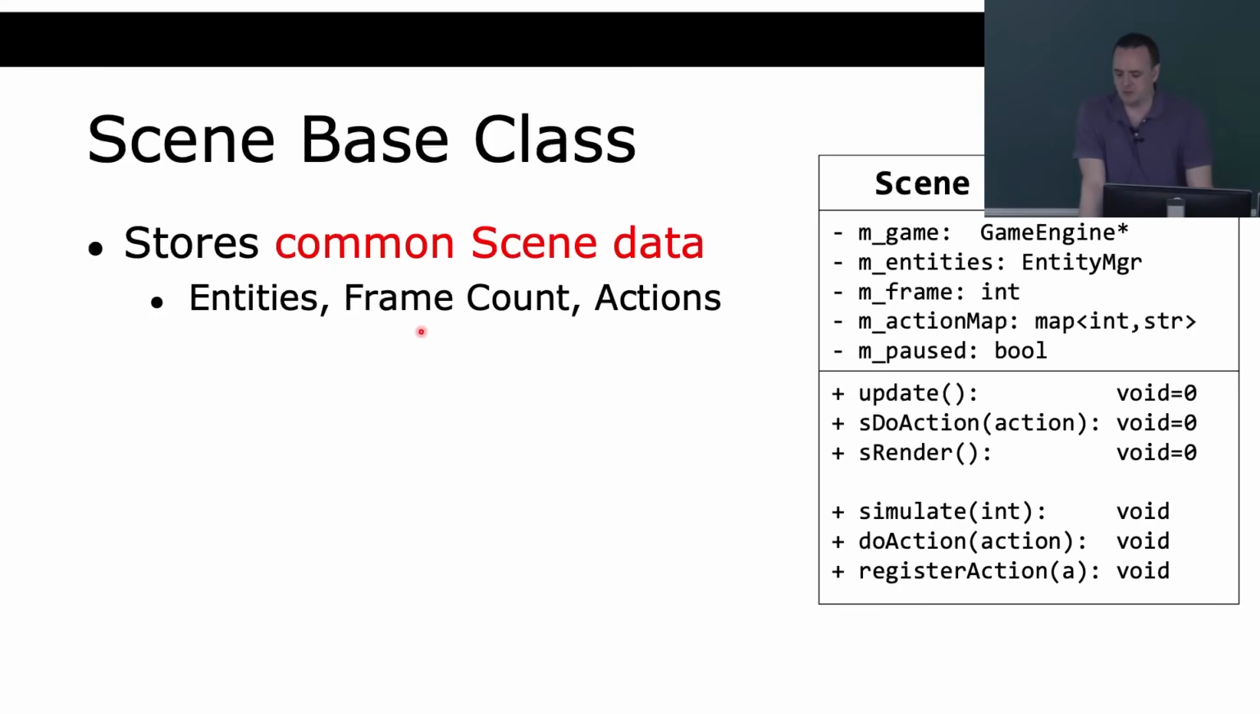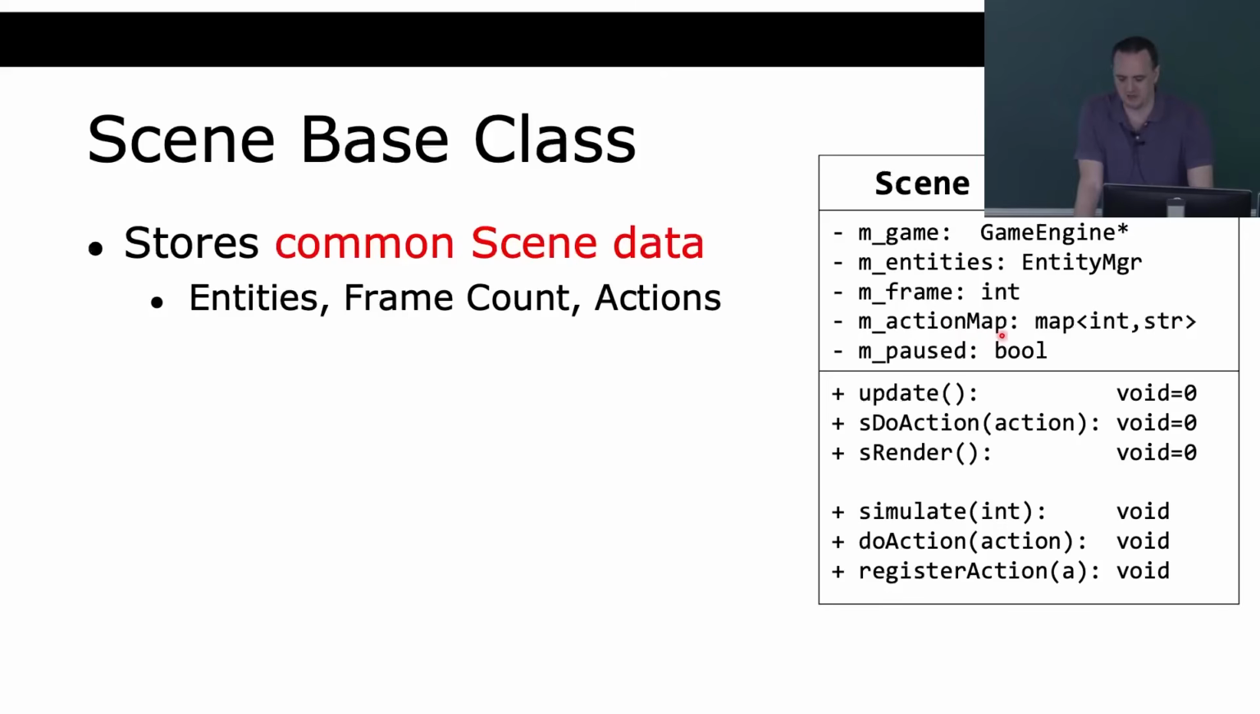Something else we may want to know for multiple different reasons is how many frames this scene has been active for. And so the frame counter, and maybe some different actions that are relevant to this scene. The whole next lecture is all about actions. And so this is going to store data that should be common to different scenes. So over here, we might have a pointer to the game engine. We have an entity manager over here. We have the current frame and how many frames have passed.